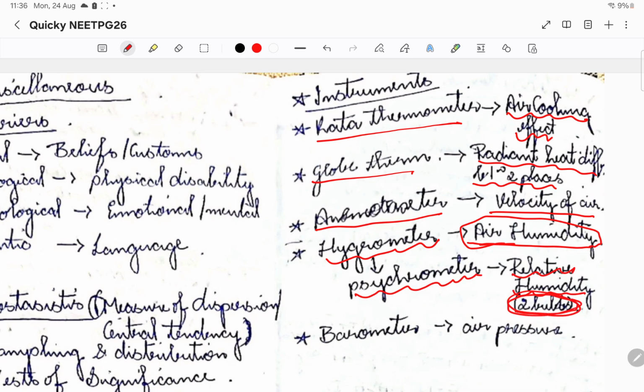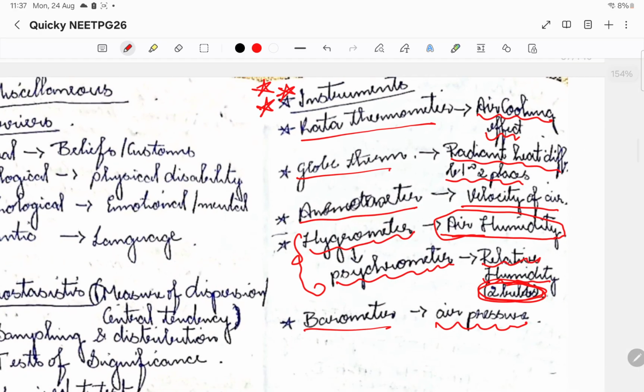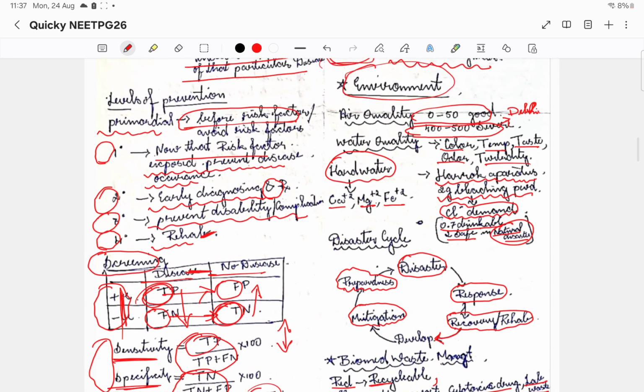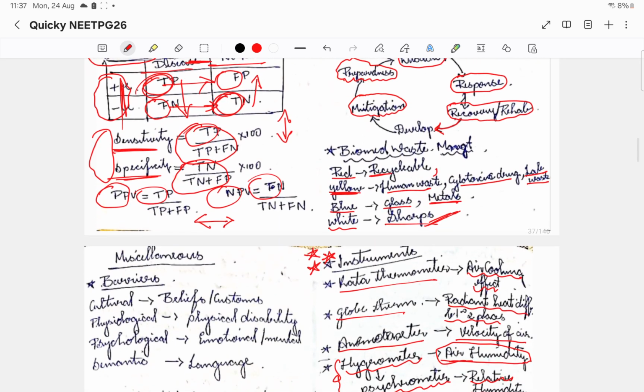So there is something called a psychrometer, where it is the same thing, air humidity only we are checking, but relative humidity we are checking. There are two bulbs here. So please go see the images of these two things, this is very important. Then the barometer is for air pressure. This one more time I want you guys to learn before going into the exams. So this is all and everything that you need to know with respect to the environmental studies of PSM.